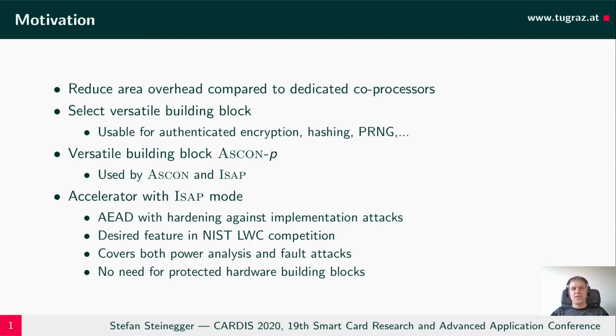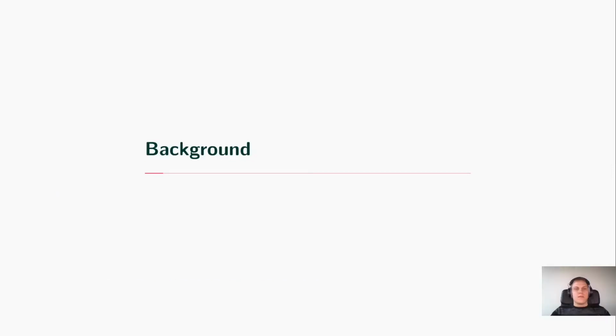If the accelerator is used in the Isap mode, we get authenticated encryption with associated data with hardening against implementation attacks, which is also a desired feature in the NIST lightweight crypto competition. And it covers both power analysis and fault attacks, and there's no need for dedicated protected hardware building blocks. Before I go into detail with our accelerator, I briefly want to go over some background information.